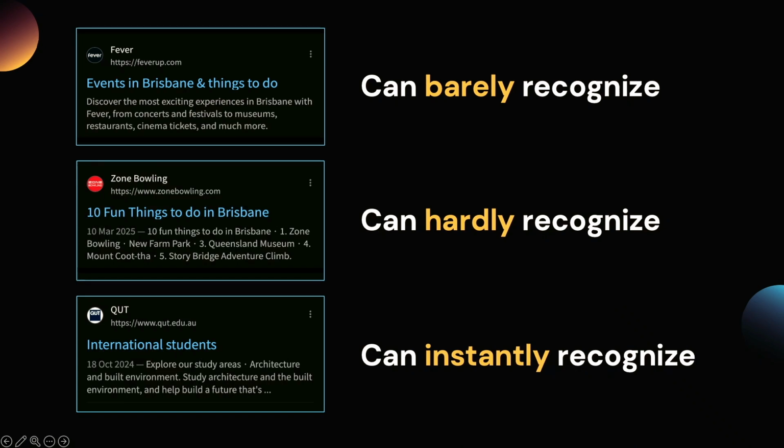Here's a critical design tip. Be very careful about using long words in your favicon, as they often become unreadable when shrunk down. The favicon on this slide for fever on the top and the zone bowling in the middle are good examples of this problem. Their text is cramped, blurry, and hard to recognize at a glance. Can you recognize them? Okay.